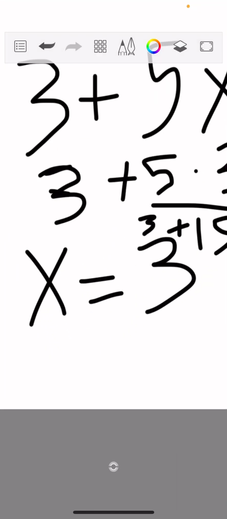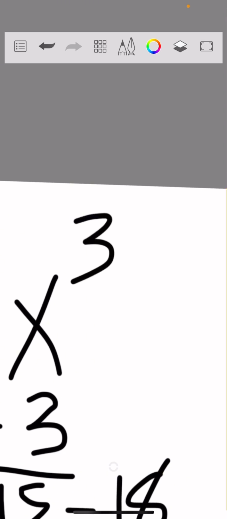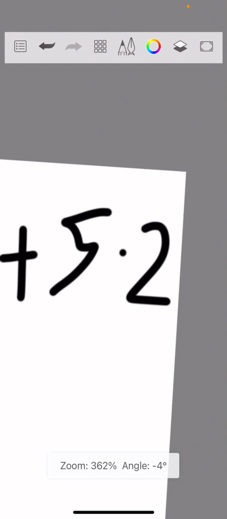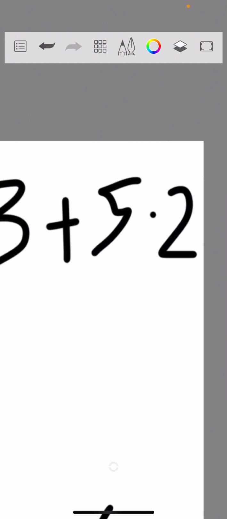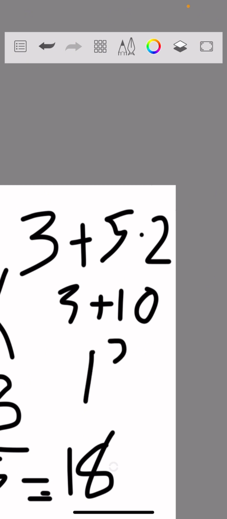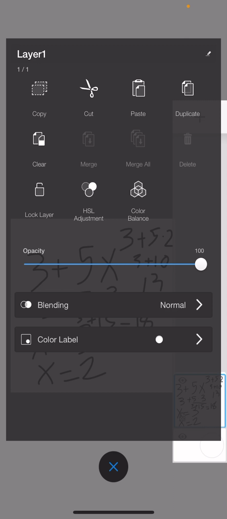Another example, let's say x equals 2. You replace the x with 2. 5 times 2 is 10, plus 3 is 13. And that's the basics of pre-algebra.